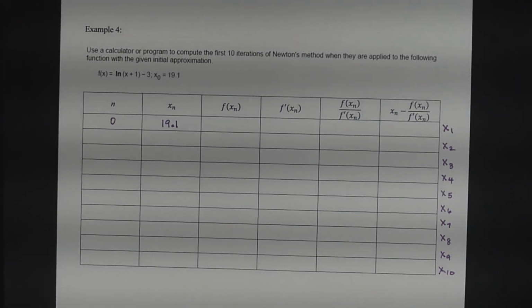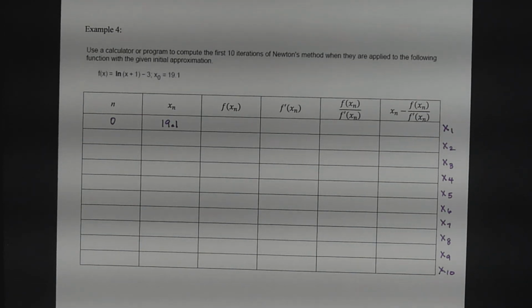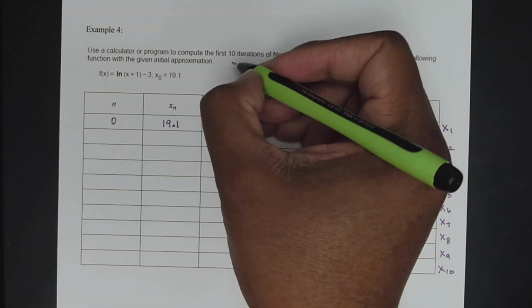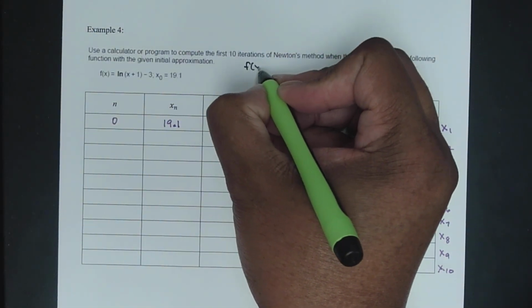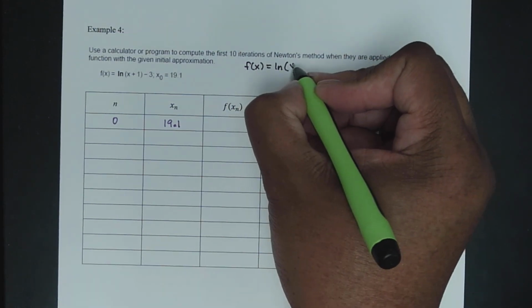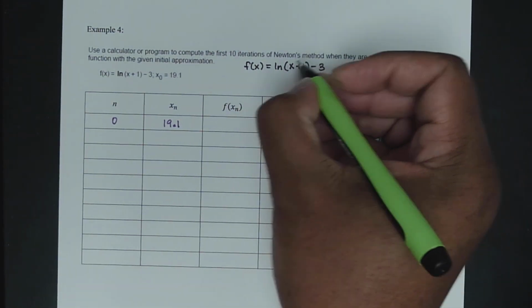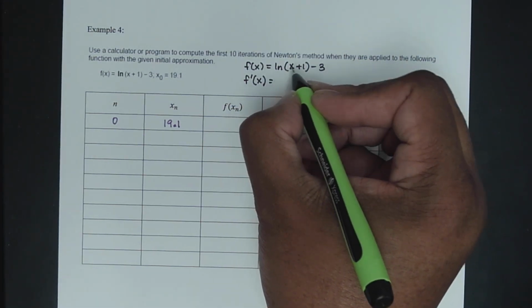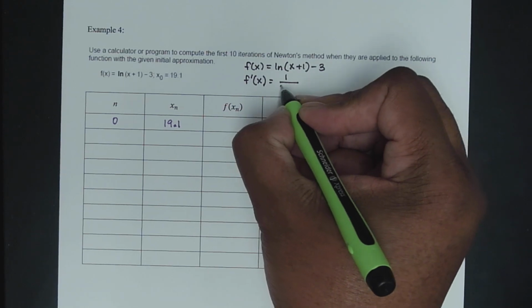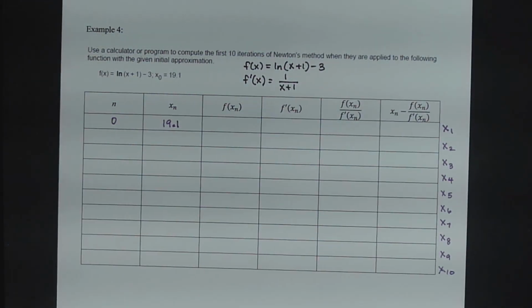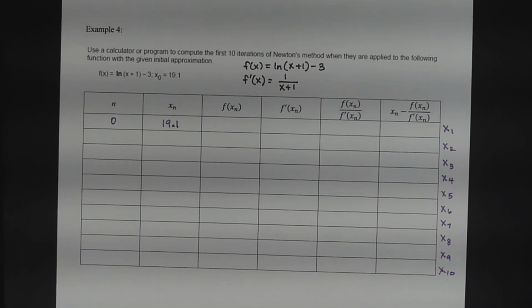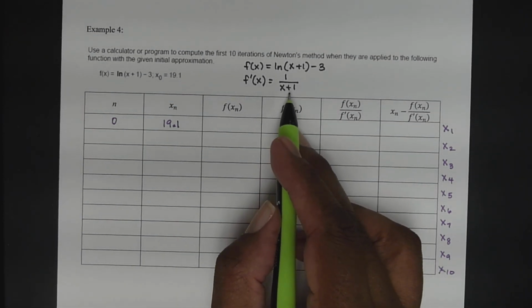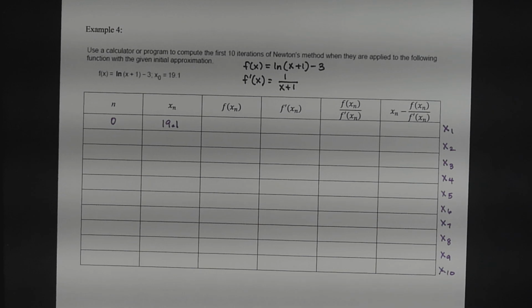Okay, so the next thing I'm going to do here, we need to find out what f of x is. Well, we know what f of x is. We need to know what f prime of x is going to be. Well, starting with f of x, that's your natural logarithm of the quantity x plus 1 minus 3. So f prime of x would be, well, the derivative of the natural log of x plus 1 would just be 1 over x plus 1. And the derivative of minus 3 will be 0. And if you were to use the chain rule here, the derivative of x plus 1 would end up being 1. So f prime of x would just simply be 1 over x plus 1.